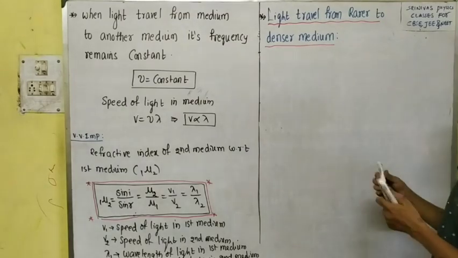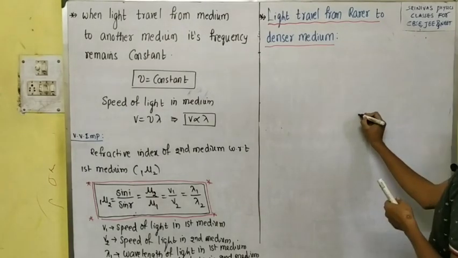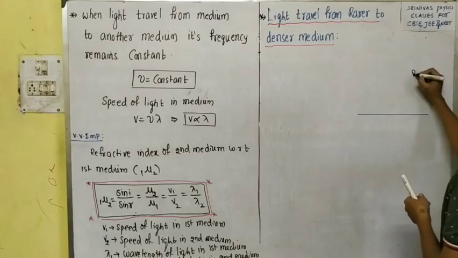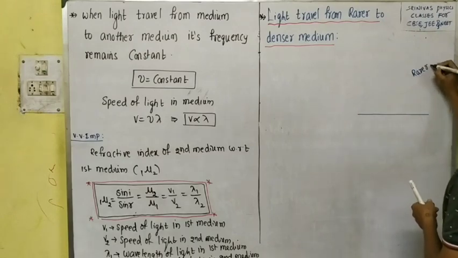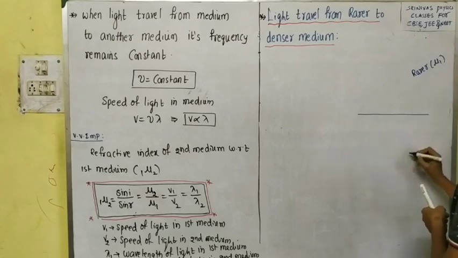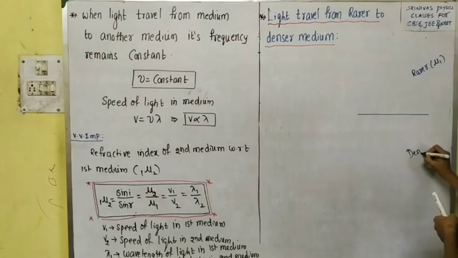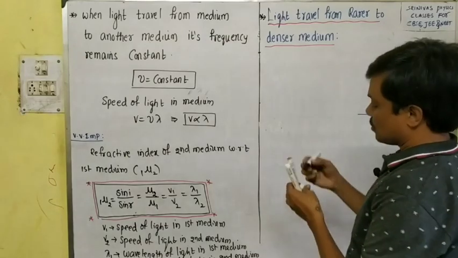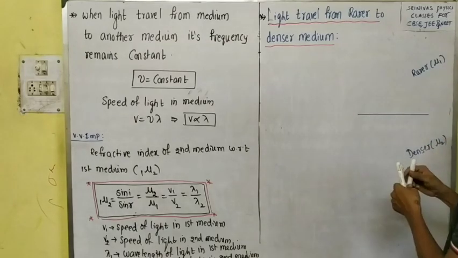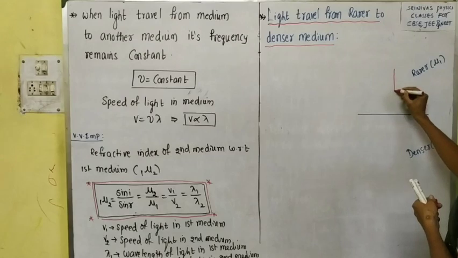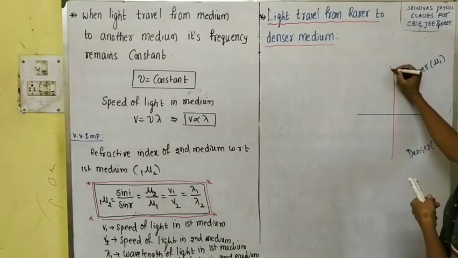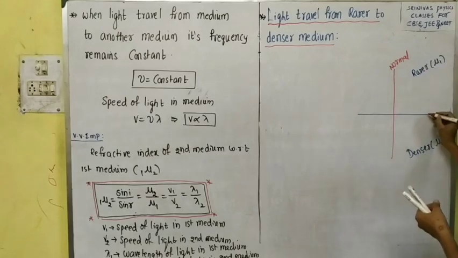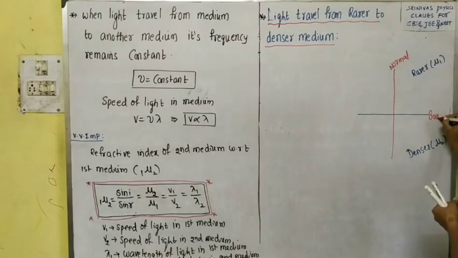When light travels from rarer medium to denser medium, look here, this is the rarer medium. Rarer medium means it has less absolute refractive index, and denser means it has more refractive index, mu2. We write mu1 less than mu2. This is the normal drawn. This is the boundary which separates the two media.